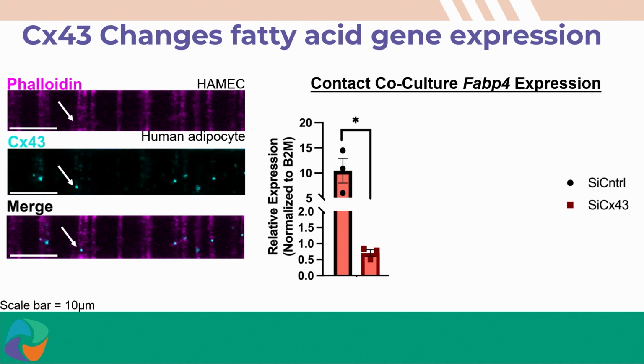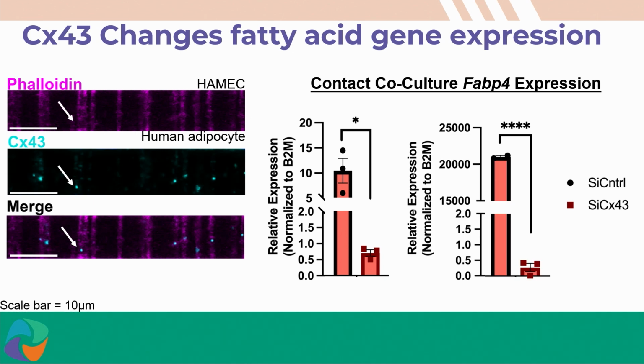So what I did is I knocked down connexin 43 in the endothelial cells, and what you can see is I don't get any FABP4 expression. FABP4 is that fatty acid handling gene. So when I take away connexin 43 from the endothelium, we lose the ability to express these fatty acid genes. And the same if I do this in the adipocytes. If I delete endothelial cell connexin 43, the adipocytes can't express this fatty acid handling gene either.